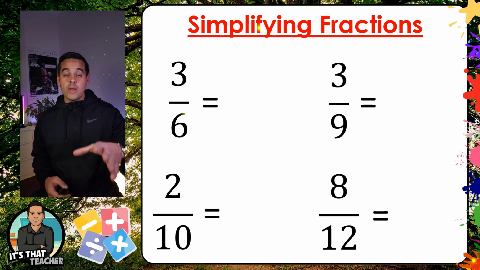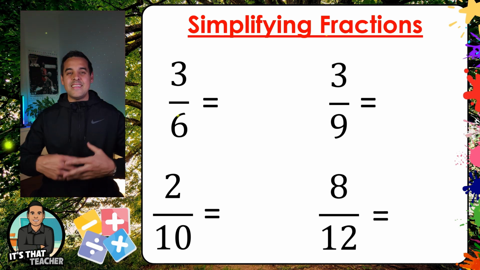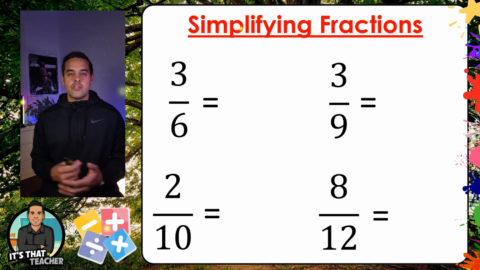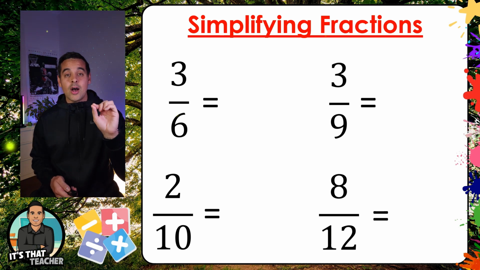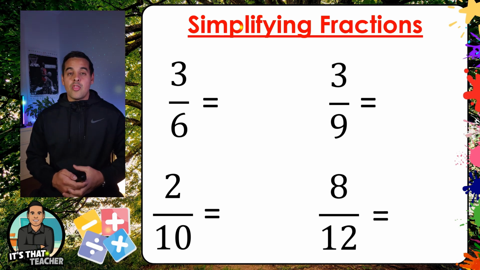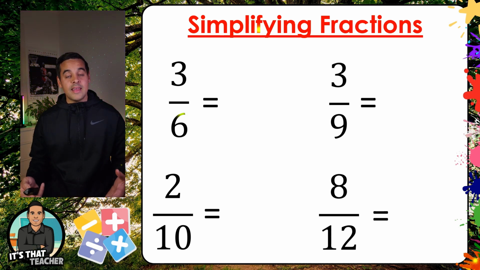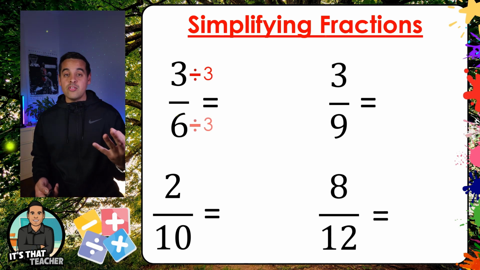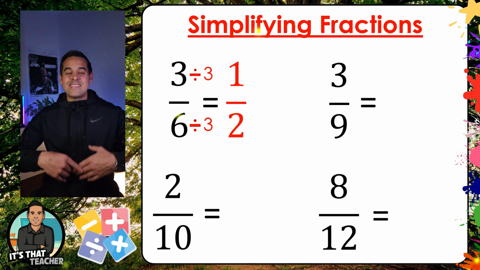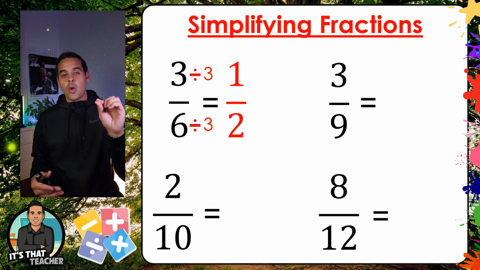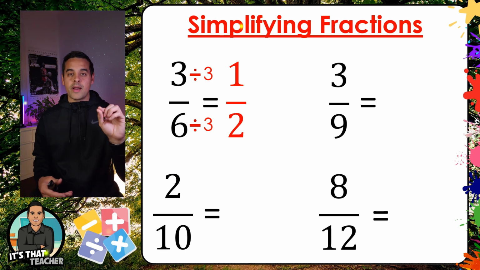So I'm going to quickly go through 4 additional examples for you to show you what to do in these questions. So we have 3/6 here. Now, the highest common factor here is 3. So we are going to divide both numbers by 3, giving you the simplest form of 1/2.